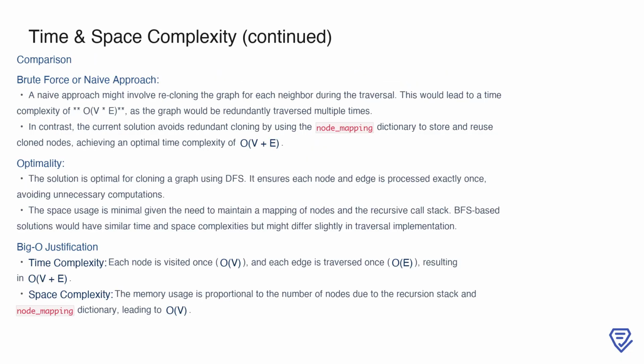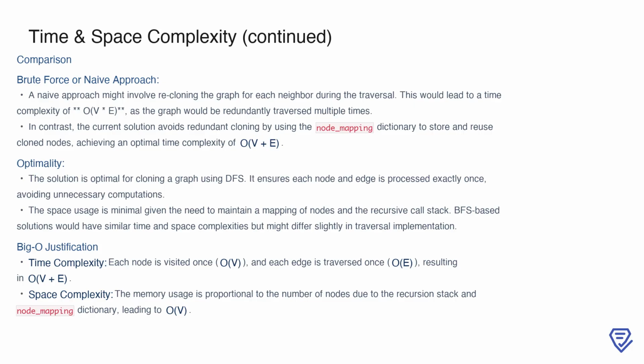To understand why this solution is optimal, let's compare it to a naive approach. A brute force solution might involve recloning the graph for each neighbor during traversal, leading to a time complexity of O(V*E) due to redundant traversals. In contrast, our solution avoids this inefficiency by using the node_mapping dictionary to store and reuse clone nodes. This ensures that each node and edge is processed only once, achieving an optimal time complexity of O(V + E).